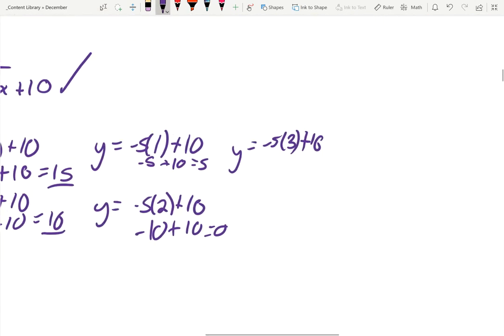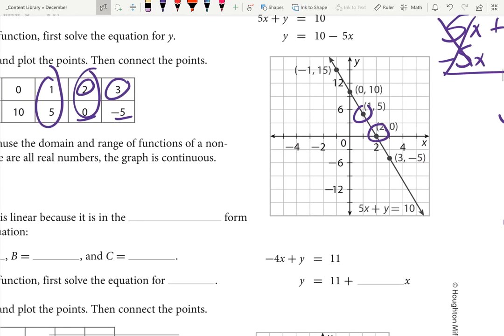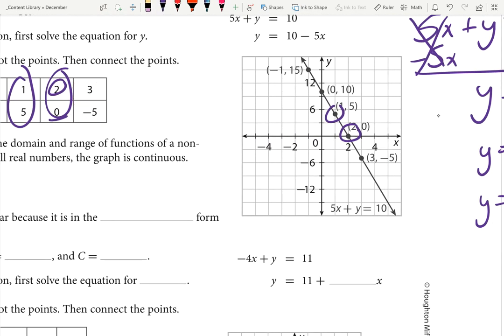And then when they plugged 3 in, they got negative 5 times 3, which is negative 15 plus 10, which ends up being negative 5. So they got that point, 3 and negative 5. And they graphed that point there. So they graphed those points, and then they saw their line. Remember, your graph should be a straight line. A linear function is always going to be a straight line.